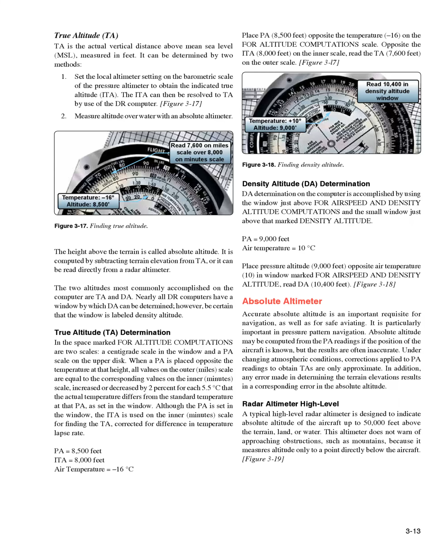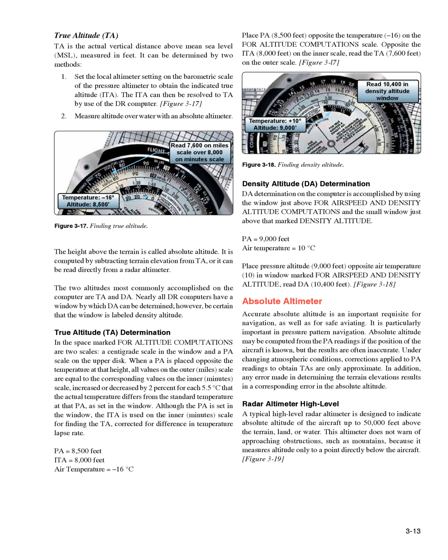True altitude, TA, is the actual vertical distance above mean sea level, MSL, measured in feet. It can be determined by 2 methods. 1. Set the local altimeter setting on the barometric scale of the pressure altimeter to obtain the indicated true altitude, ITA. The ITA can then be resolved to TA by use of the Doppler computer. Figure 3.17.